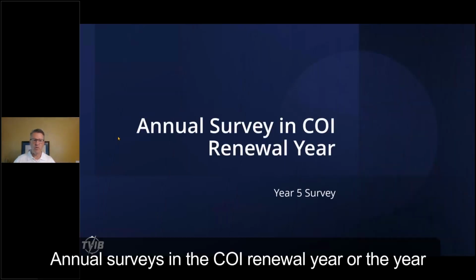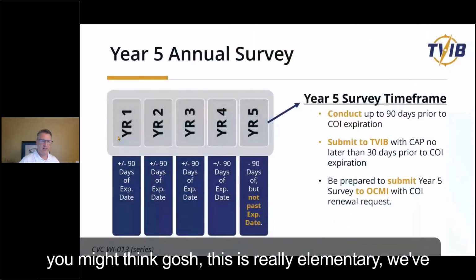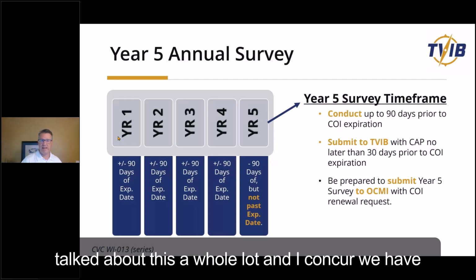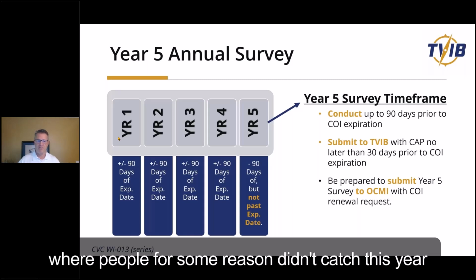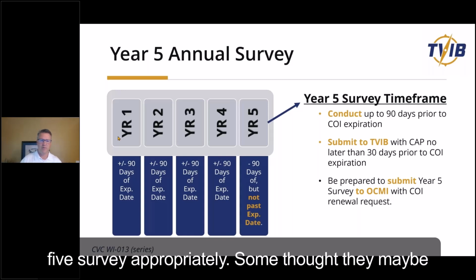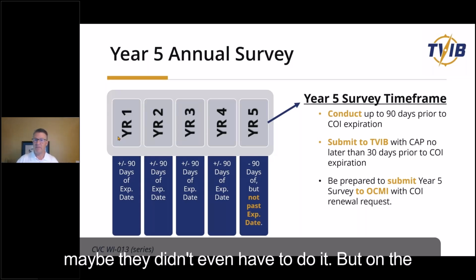Annual surveys in the COI renewal year, or the year 5 survey. And again, you might say, gosh, this is really elementary. We've talked about this a whole lot, and I concur. We have over the years, but we've just seen some situations where people, for some reason, didn't catch this year 5 survey appropriately. Some thought they maybe had that 90 days on the other side. Some thought maybe they didn't even have to do it.